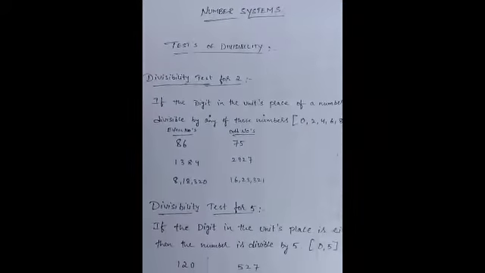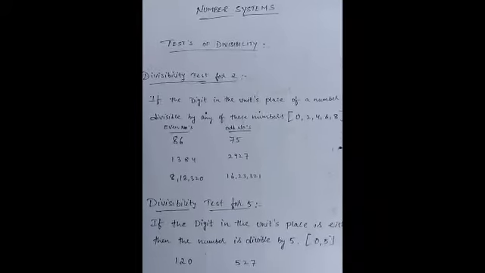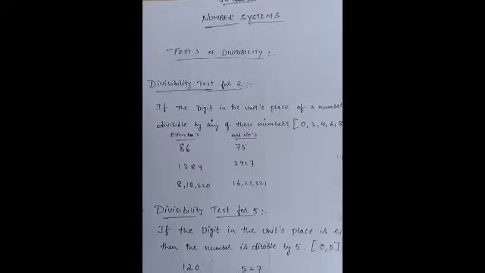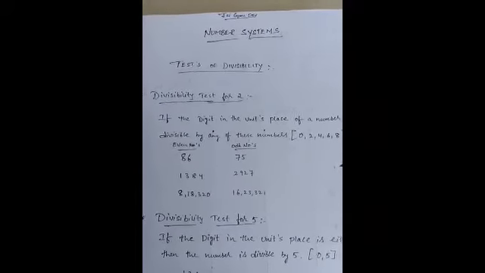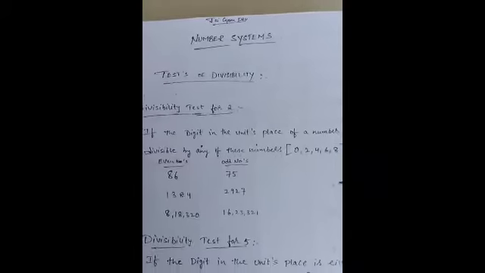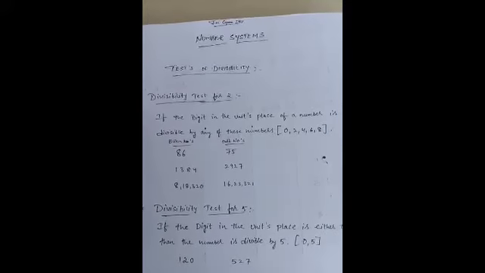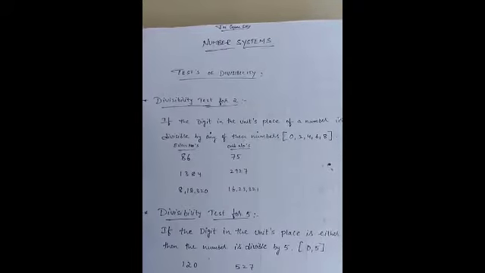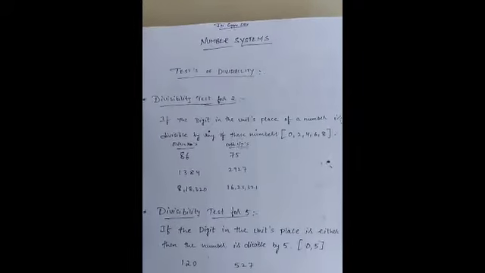Let us say a number 50, and this number 50 is divisible by 5. What does it mean? It means when you divide 50 by 5, the remainder is 0, and it is the meaning of divisibility.